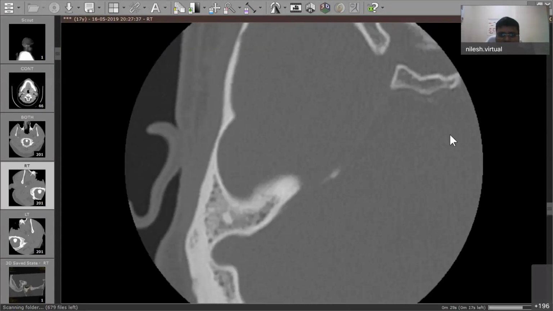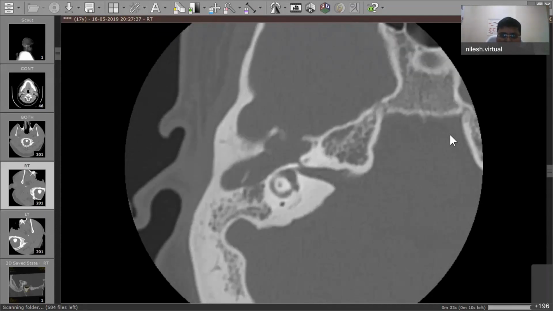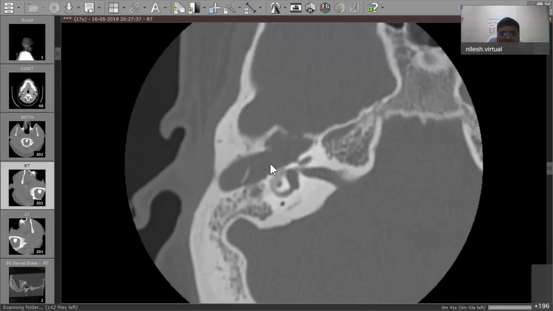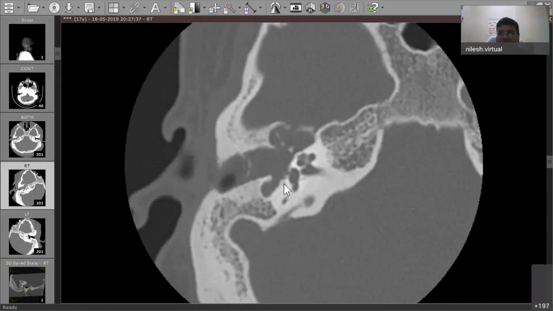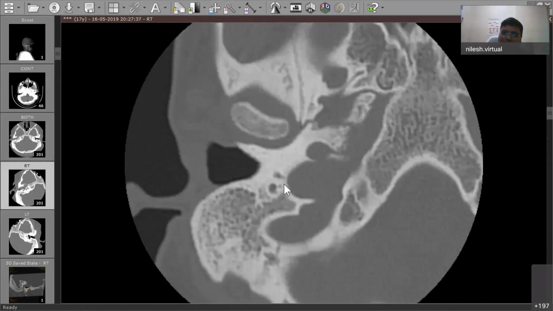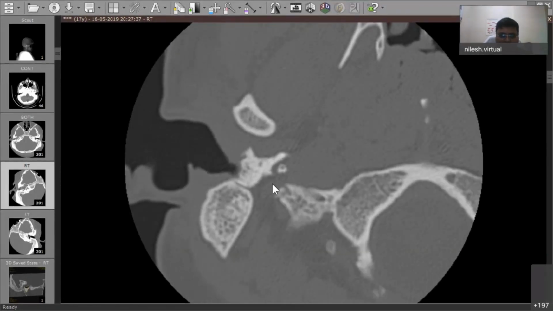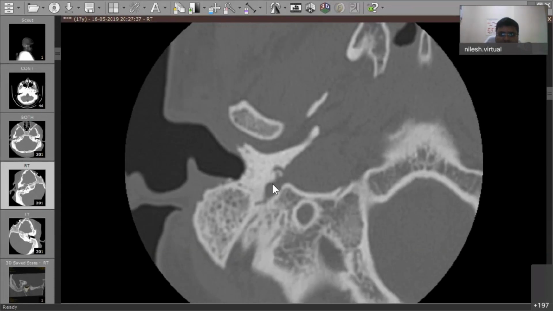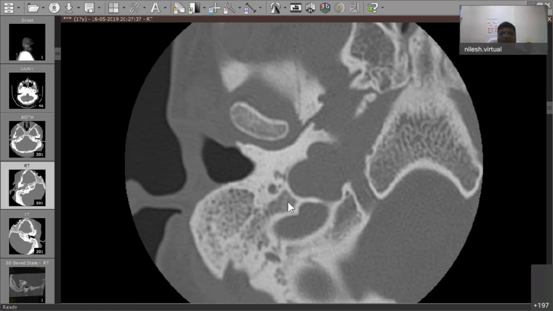So again, same thing, go and find the internal auditory meatus. Here is the internal auditory meatus. You can see the labyrinthine segment, and after the labyrinthine segment you are not able to identify anything of the facial nerve because this is all one single mass here. So once you lose your facial nerve, go down in the scan to find the stylomastoid foramen. This is the styloid base. Come up, and then this is the stylomastoid foramen.